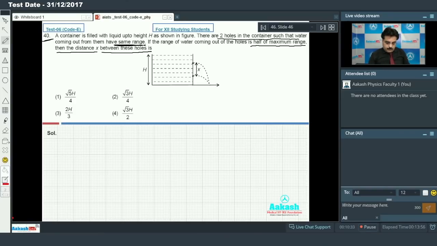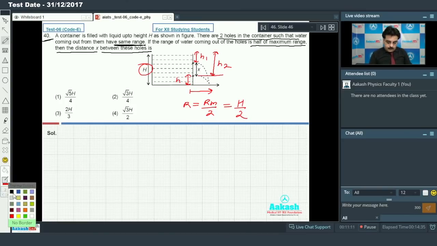So now if I go for the diagram, let's suppose this height from the free surface is h1, and for the second hole the position of the second hole is h2 from the free surface, and from the ground the position of the second hole is h. And according to the problem, this is the range, but the range is half of the maximum range, and we know the maximum range is equal to the height of the liquid, so we'll write H by 2 here.